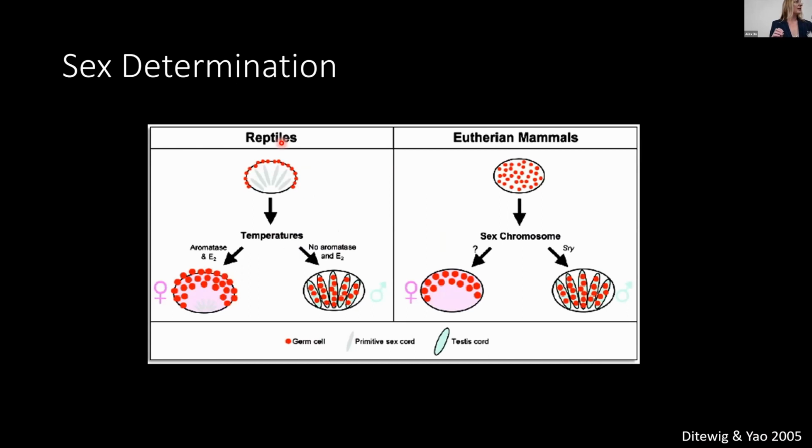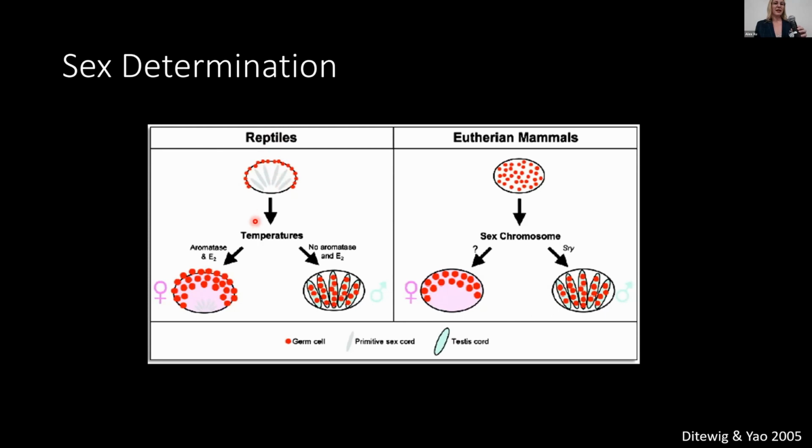Reptiles use temperature-sensitive mechanisms to drive the formation of the ovary and testis, and therefore the formation of male or female animals. And so this is actually really important because as we're thinking about climate change and the species that exist on Earth today, we have a number of species that are using temperature-sensitive aspects of sex determination, leading to sex biases in some of the species on Earth today because of their temperature-sensitive sex determination.